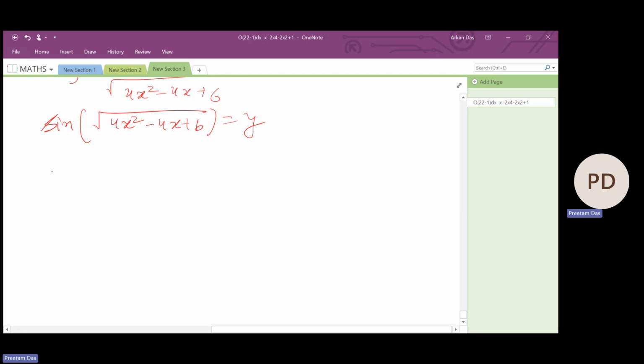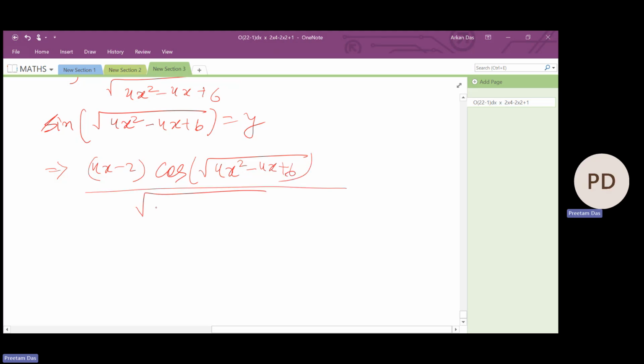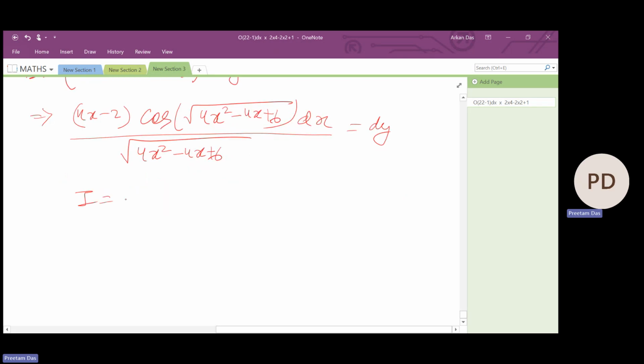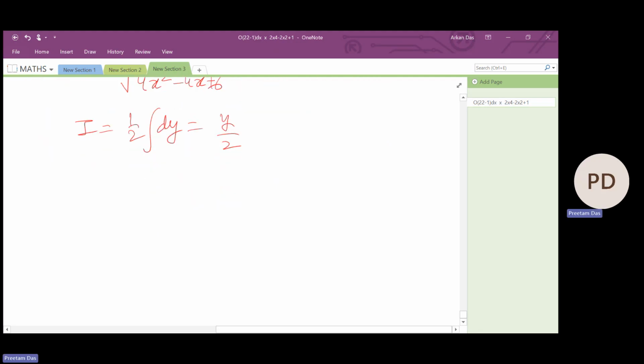So now differentiate this. When you differentiate, you will get 4x minus 2 dx, 4x minus 2, 1 cos also. Cos square root 4x square minus 4x plus 6 divided by square root 4x square minus 4x plus 6 dx is dy. We have got that. The only problem is there is a 2 here. Fine, we can adjust that, not an issue. So I is nothing but half of dy. So dy by 2. So this is the trick here.